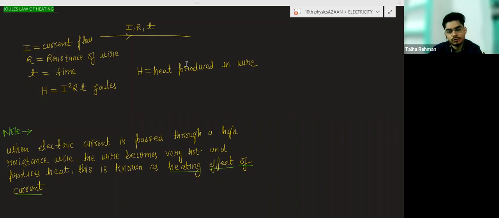One more topic is left in this chapter, and after that, this chapter will be finished: application of heating effect of current. After this, we will start magnetic effect of current.